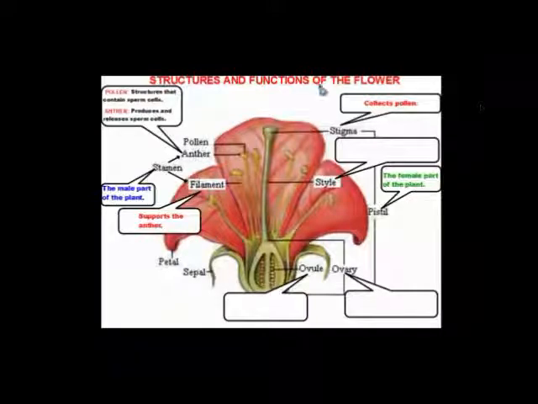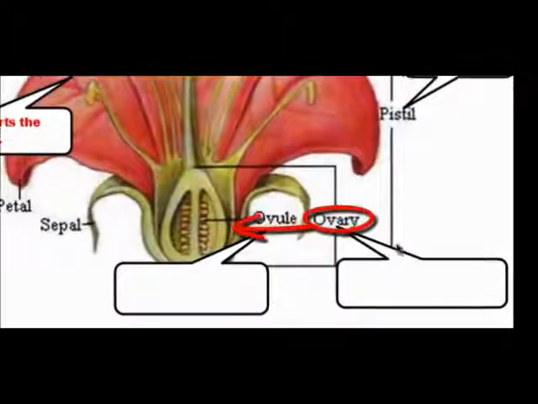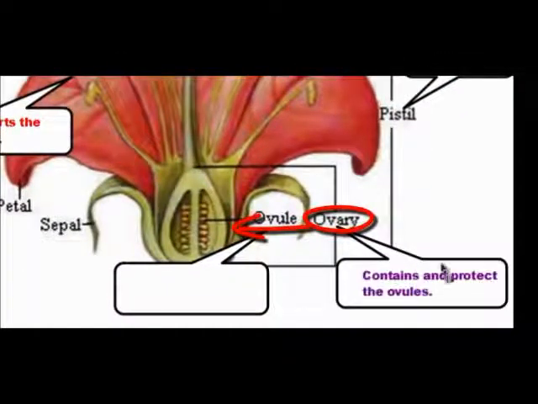Now, the sperm cells released from the pollen on the stigma now move down this long, slender tube going deep inside the flower, and this part of the flower is called the style. The style is the tube that connects the stigma to the ovary. And then when we get down to the bottom of the style, we have this rounded structure called the ovary, and the ovary's main function is to contain and protect the ovules.